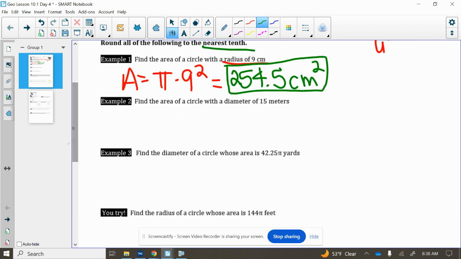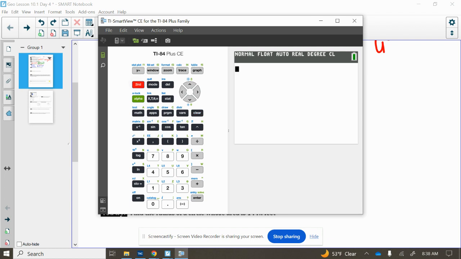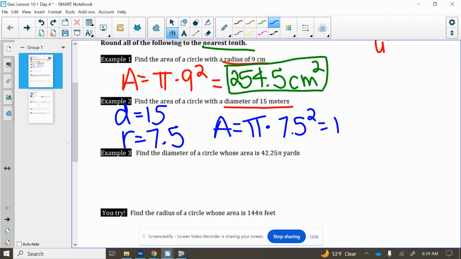In the second example, they are giving us the diameter is 15. So reminder, if they give us the diameter is 15, we must cut that in half to find the radius value first before we can plug it into the formula. So our area this time is pi times our radius value squared. When we use the calculator, we're going to use that pi button for the best approximation, and then times 7.5 squared. It's about 176.7 meters squared this time.